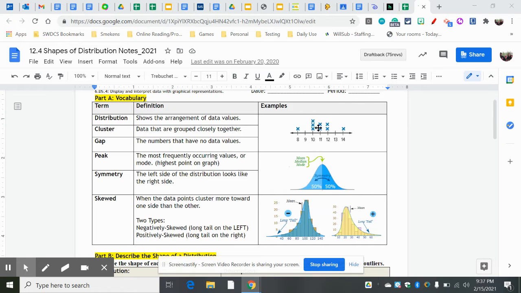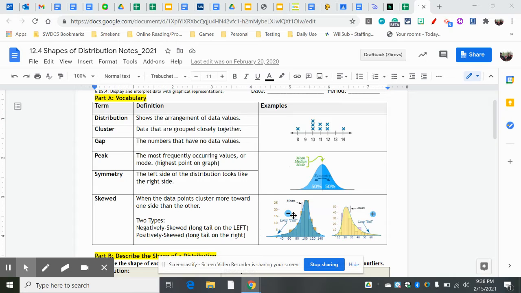And then also symmetry is when the left side looks the same as the right side, okay? So symmetry here. If I looked up at this one up above it, it's not exact, but my symmetry is pretty close. I am one data point away from it being completely symmetrical. So that would have pretty good symmetry on the one up above also. And then we can also talk about skewed, if data is skewed, when the data points cluster more toward one side than the other.